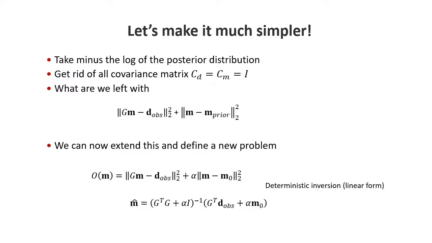So that looks all very complicated, so let's make it much simpler. So we'll take, in the previous slide, the minus of the logarithm of the posterior distribution. The reason why we do that is because, first of all, taking the logarithm, we'll get rid of the exponent. Taking the minus, we get rid of the negative signs. And then we also get rid of these covariance matrices simply by stating they are all equal to the identity matrix. And so what we're left with is simply this very simple form, where we see, again, this has to do with our mismatch, and this has to do with the prior distribution.